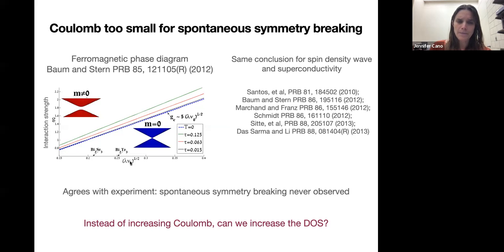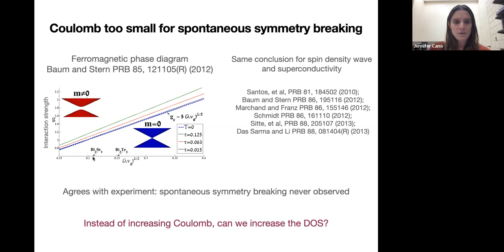So in this phase diagram, the x-axis has these parameters. This is a function of the hexagonal warping and the Dirac cone velocity. And the y-axis is interaction strength. And so what they're showing is if you have a strong enough interaction, you will spontaneously gap the Dirac cone. So that's what these two phases are meant to show. And if you have a small interaction, you'll have a gapless surface Dirac cone. Large interaction, you'll gap the Dirac cone with ferromagnetic order on the surface. And these are different lines that are showing the critical interaction strength at different temperatures.